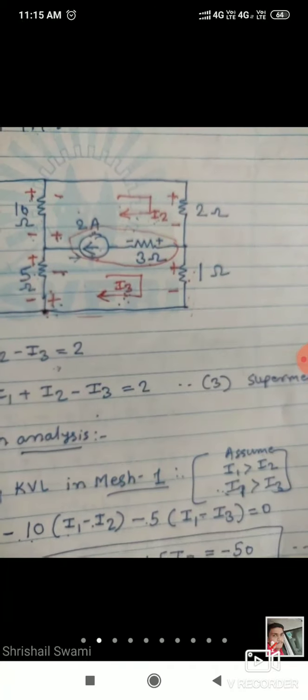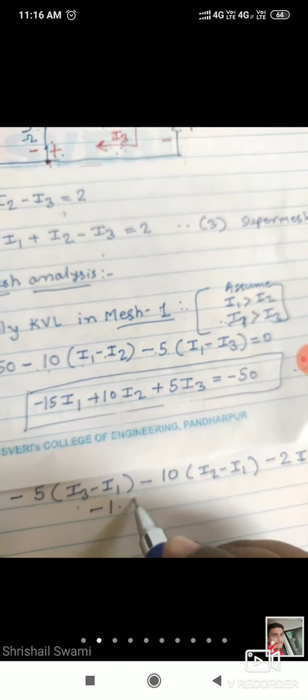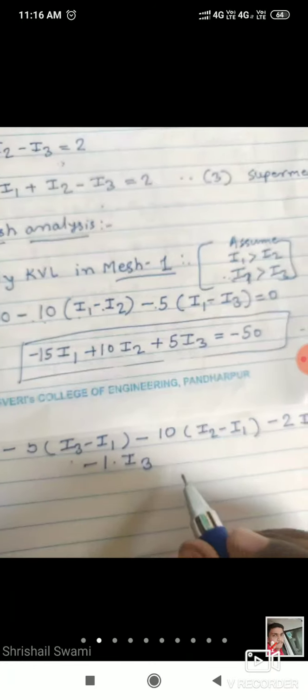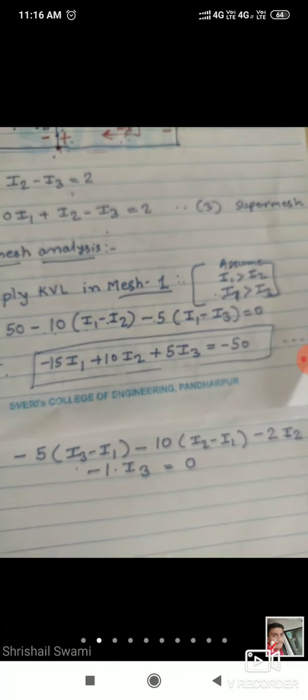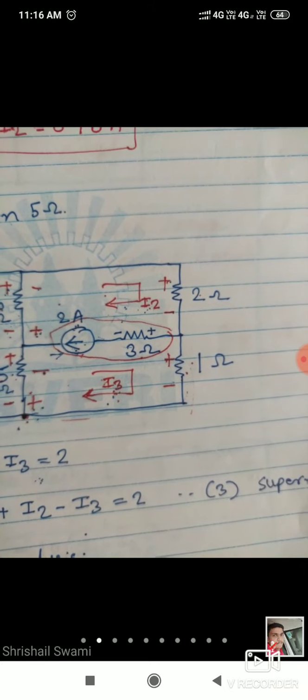Now next, come to the 1 ohm. Don't move here because we left this branch. So come to here, that is 1. That is minus 1 into I3, since only I3 is flowing through that 1 ohm. Then come to this part. We will end the equation now: equals 0. So this is the way of applying KVL for the outer loop by leaving that particular super mesh part. Okay, so this is the equation.